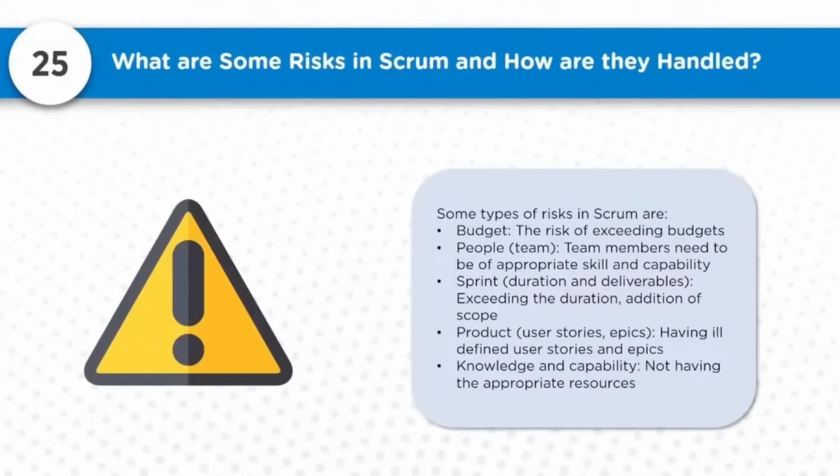People related risk: team members need to have appropriate skills and capabilities. If they lack that, obviously it is difficult. It's not just about skills and capabilities, but also the culture, behavior, attitude, energy, synergy and collaboration that people will have. Then sprint related risk, in terms of duration and deliverables, exceeding the duration, or addition of scope to the sprint in between. Those are the challenges and difficulties. Product risk refers to user stories and epics: having ill-defined user stories and epics that are not properly articulated, with no proper visualization when you look at a user story, not understanding it, and nobody explaining it correctly.